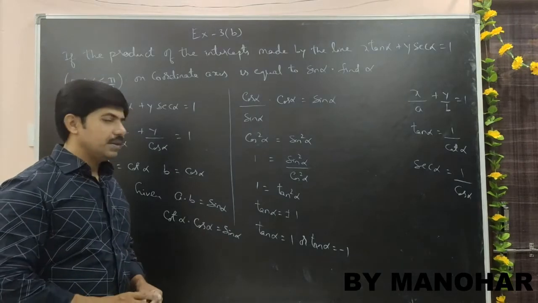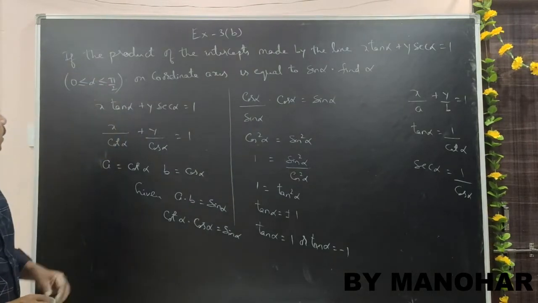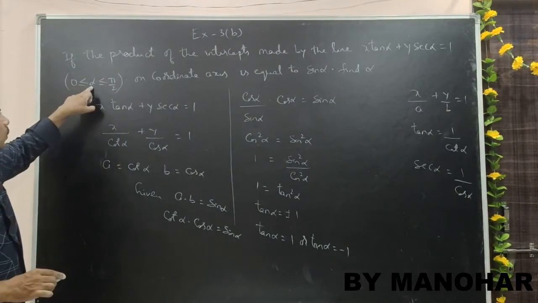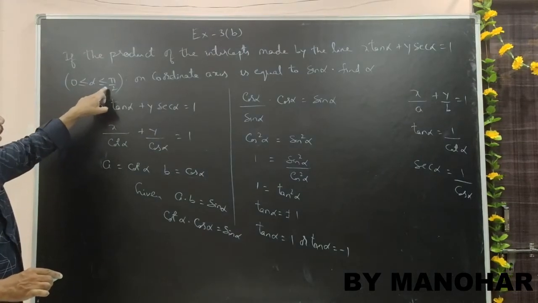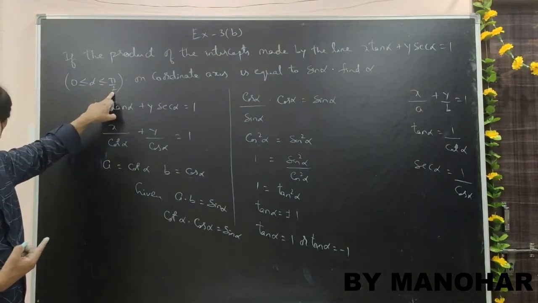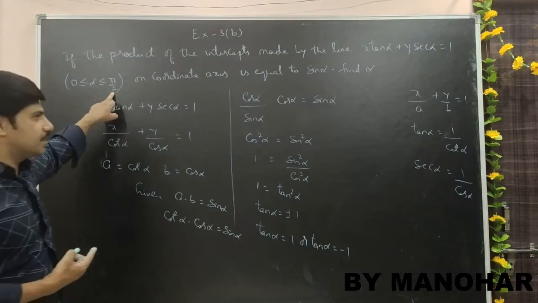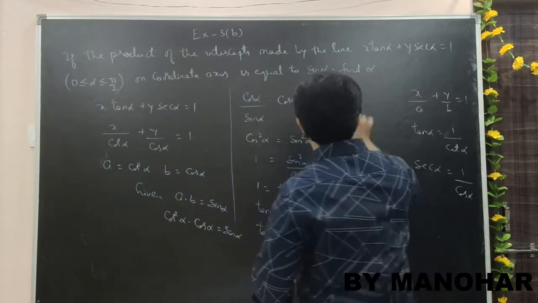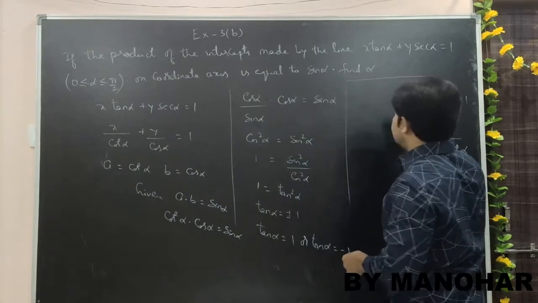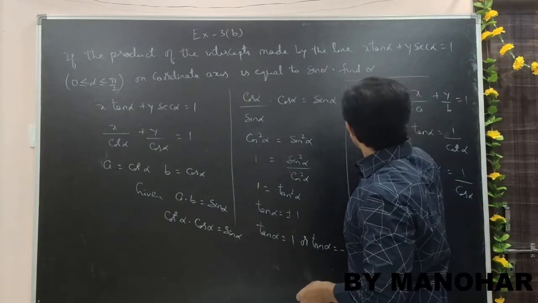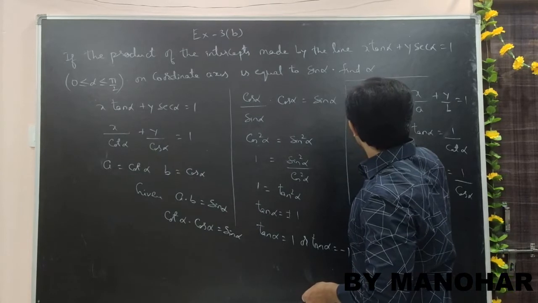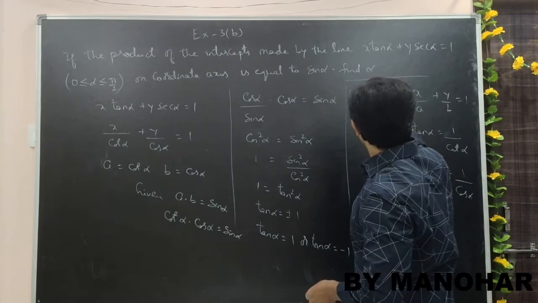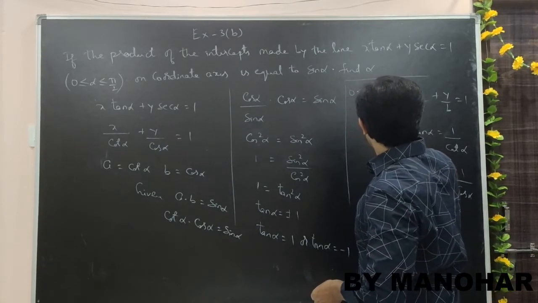Here one important thing is, in the question they gave a condition, that is 0 less than or equal to alpha and alpha is less than or equal to pi by 2. Pi by 2 means it is 90 degrees. So what is that condition they give? It is given that 0 is less than or equal to alpha less than or equal to pi by 2.